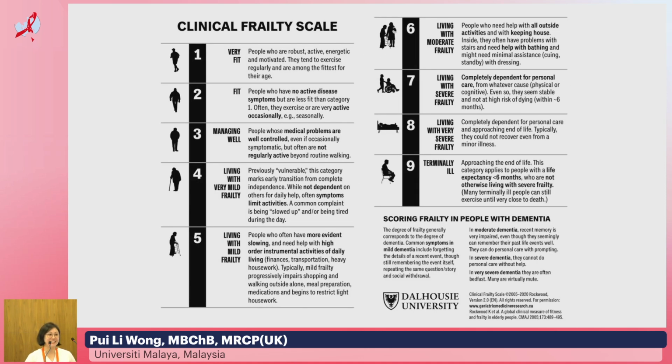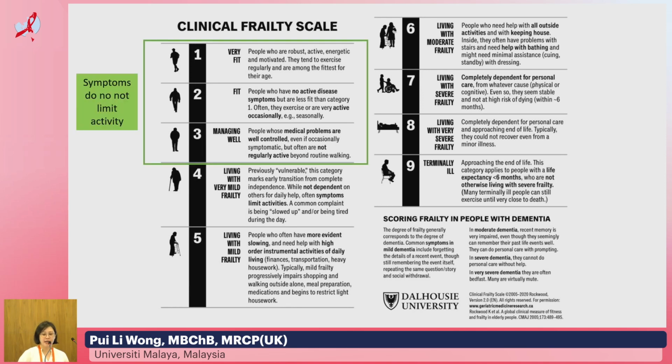So this is the clinical frailty scale. It's actually a scale that was created by a geriatrician called Kenneth Rockwood back in 2005, and then he revised it in 2007, and again, the latest one was revised in 2020. As you can see, it's a scale that starts from 1 down to 9, with 1 being very fit and 9 being terminally ill. All right? And so I'll just take you through the scale.